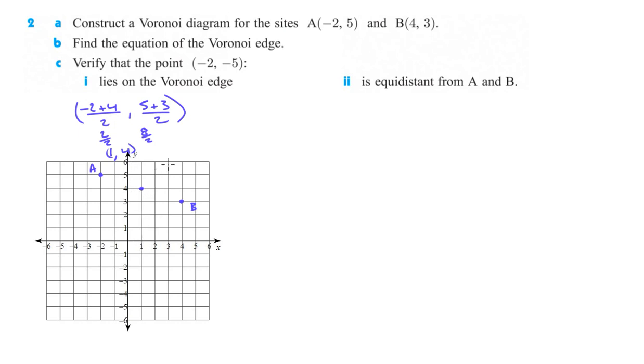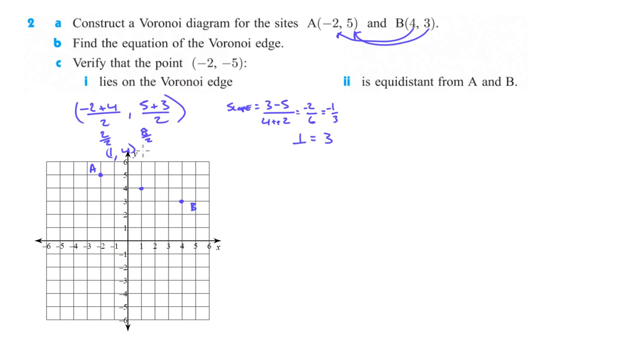So we know that the line is going to go through here. The slope from A to B is going to be 3 minus 5 over 4 minus -2. So that's 4 plus 2. That gives us -2 over 6, which is -1/3. So that's the slope of this line. But we want the perpendicular slope to that. So perpendicular, we flip it and switch the sign. That turns into a slope of 3.